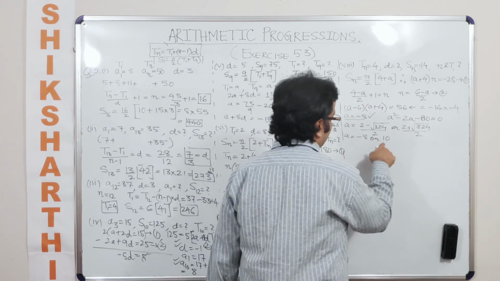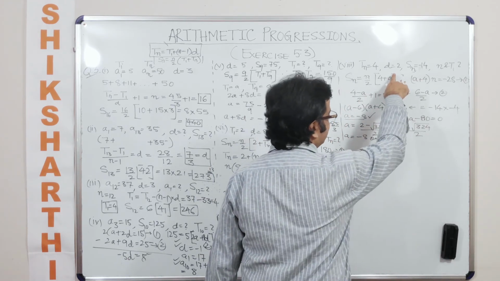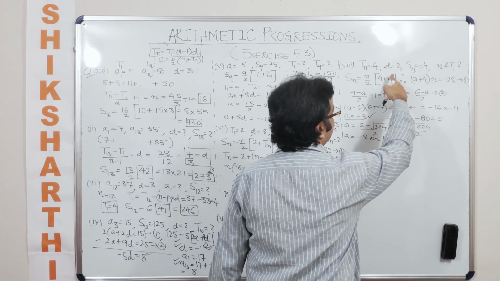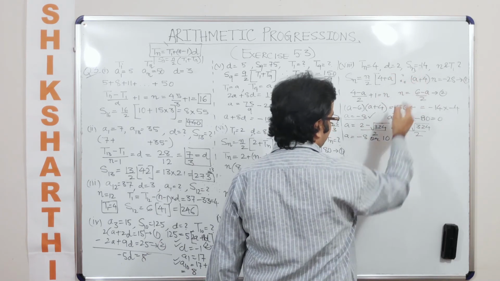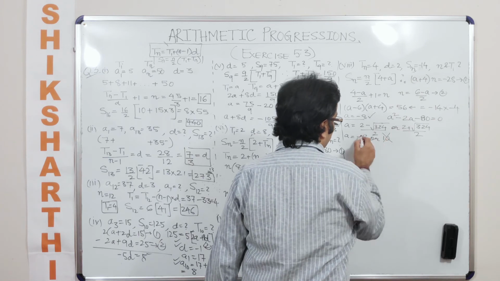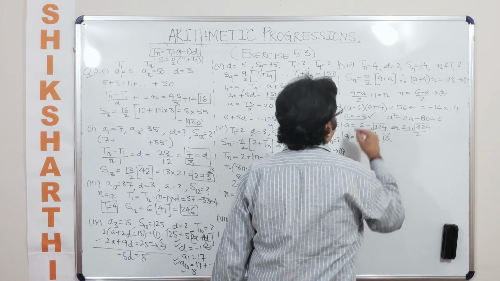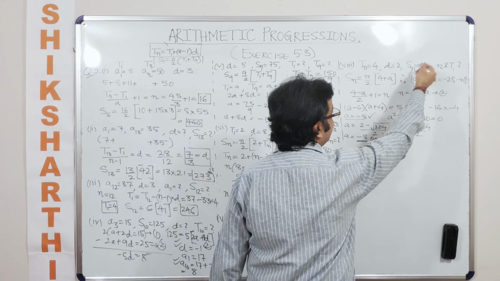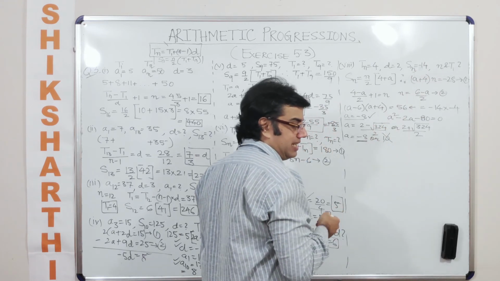Now if I take the value of a here as 10, this becomes an increasing AP. Now for an increasing AP, you will never get a sum as negative. So you have to neglect this value. You will take only that value of a which makes the sum of first n terms negative, which has to be a decreasing AP.